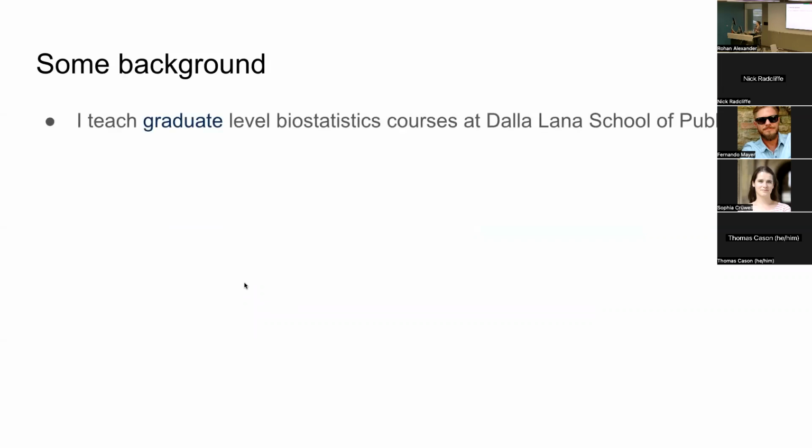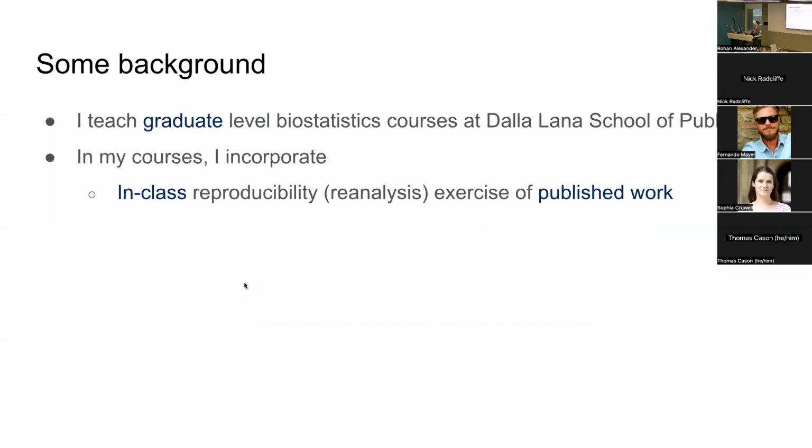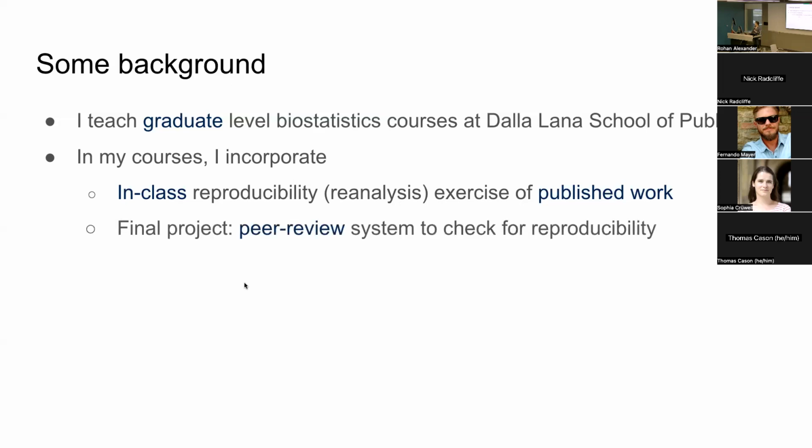I teach graduate level biostatistics courses at Dalla School of Public Health here at University of Toronto. And in my courses, I incorporate two types of reproducibility exercise. The first one is an in-class reproducibility or reanalysis exercise of a published work. And we do this in a group setting during a 3-hour lecture. I do give students some pre-class assignment to get to know the paper and to answer some preliminary questions. And hopefully, because of that exercise, the students understand the necessity and the importance of reproducibility.